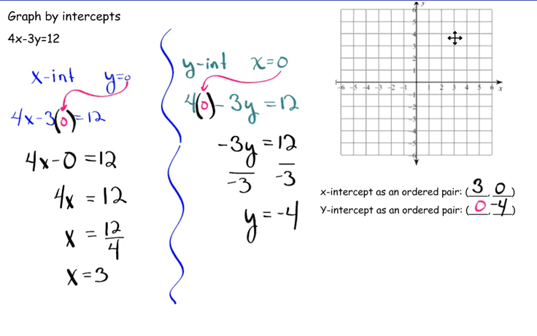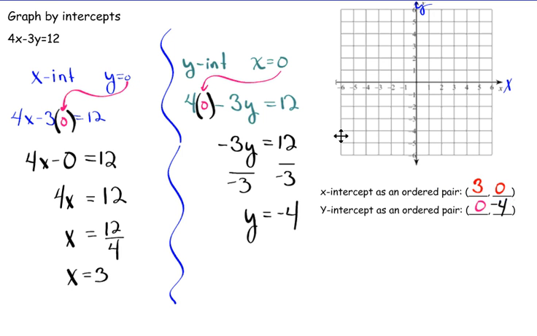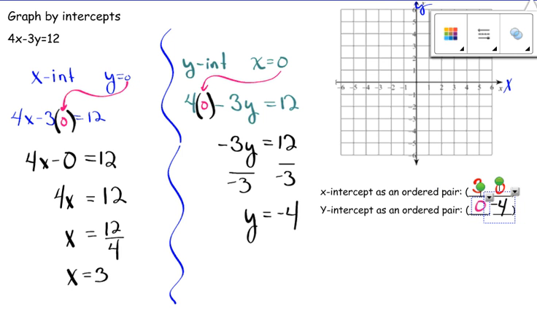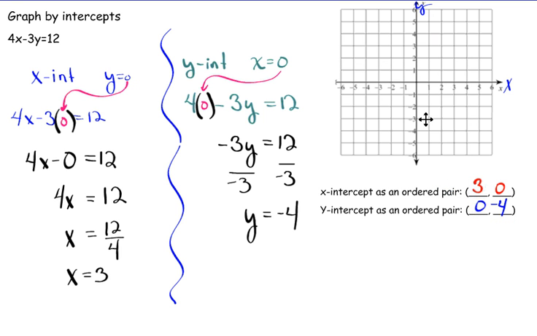Now I'm going to graph these. Remembering that this is my x-axis, this is my y-axis. All right, and I'm going to change these to, I don't know, let's change them to red. And we're going to change these down here to bright blue. And we're going to graph them. All right, so my x-intercept is 3, 0, which is here. My y-intercept is 0, negative 4, so 0, negative 4 is here.